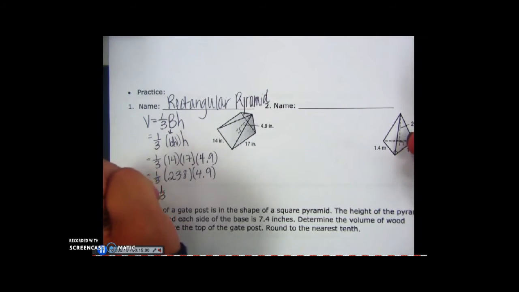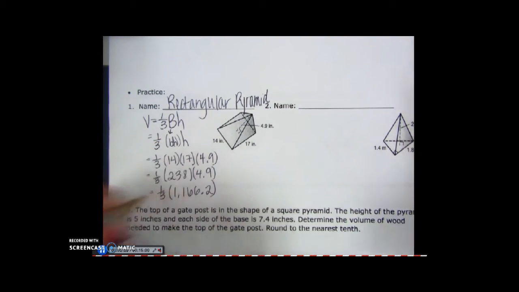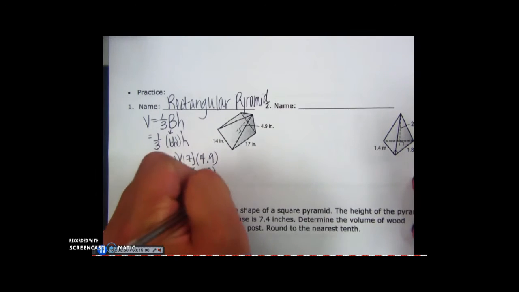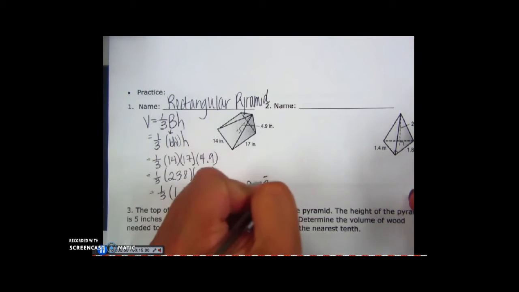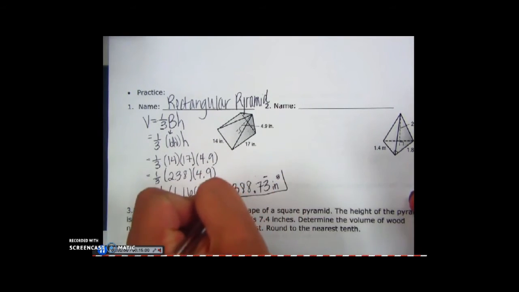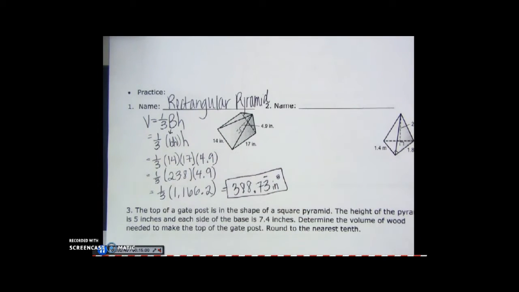That means we need 1/3 of 1166.2. Now taking 1/3 of something means just to divide it by 3. So if we take that number and we divide it by 3, we're going to get 388.73 repeating. And that would be inches cubed. Okay.